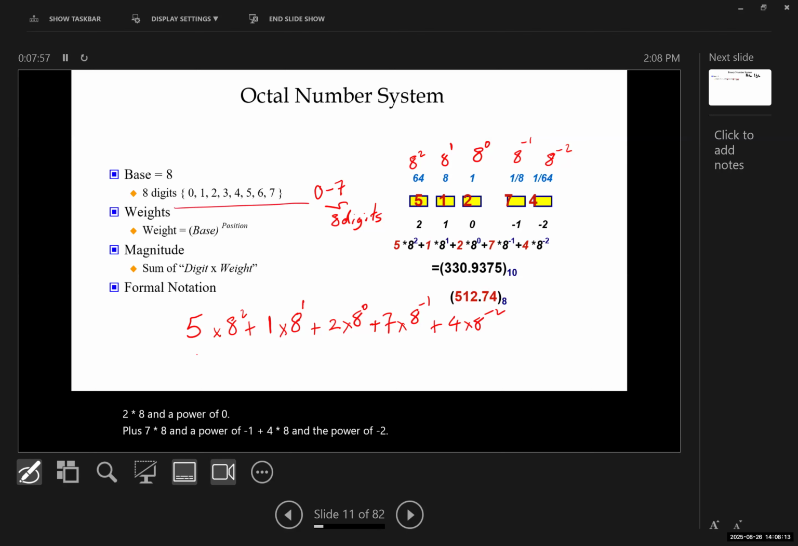So when we add them together, 5 times 64 gives us 320, plus 8 plus 2, it's going to give us 330, and 7 times 8 to the power of negative 1 plus 4 times 8 to the power of negative 2, when you add them, gives us 0.9375. So this number is equal to 330.9375 in the base of 10, but in base of 8, it's 512.74.